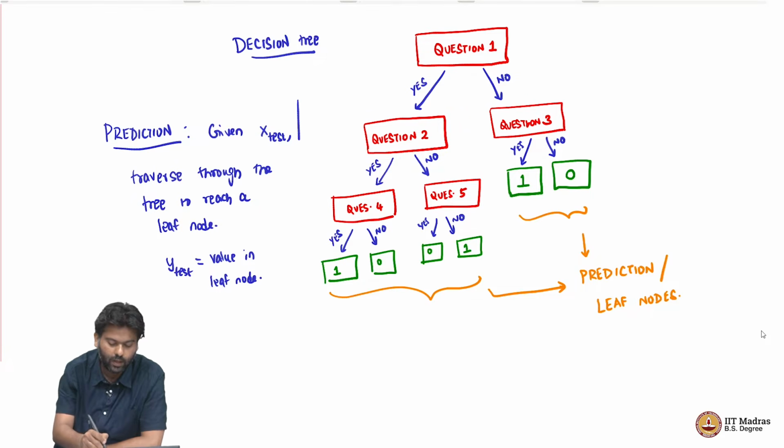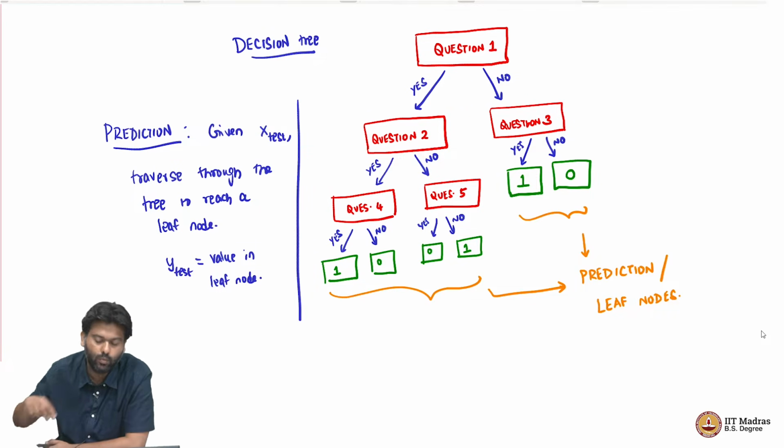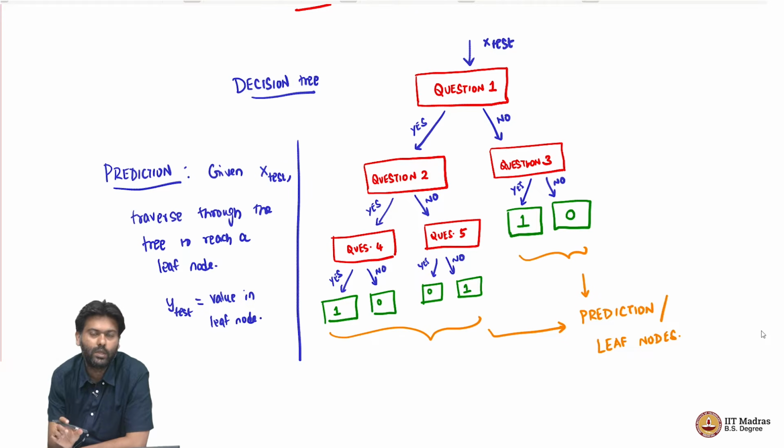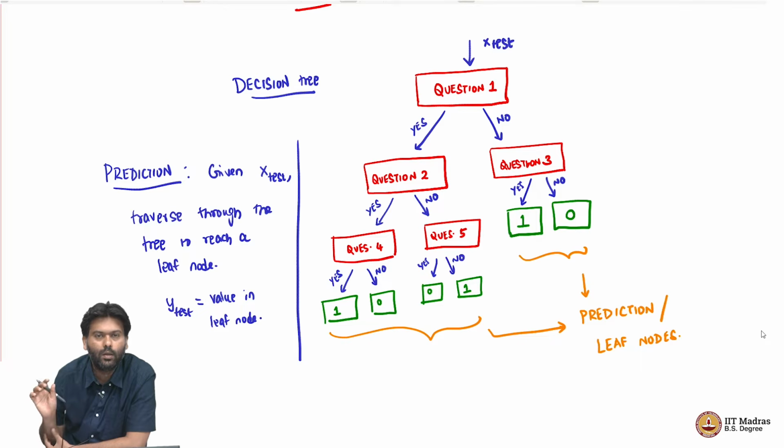What do I mean by that? I mean that you pass the test data point X test to this tree and ask a series of questions. If the answer to the question for the X test data point is no, then you go to the right side. If it is yes, you go to the left side, which means that you are tracing out a path in this tree, and every path ends on a leaf node, and the leaf node has a corresponding 1 or 0 associated with it, and that would be the label that we predict.